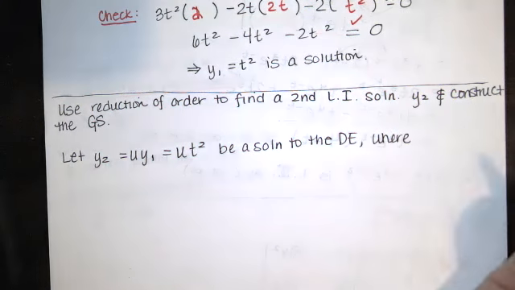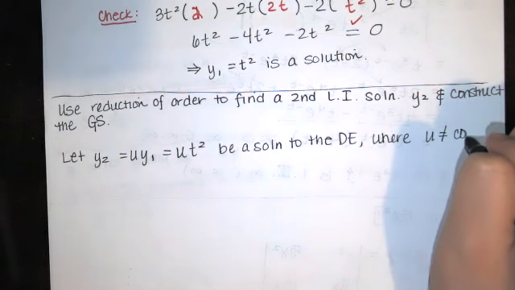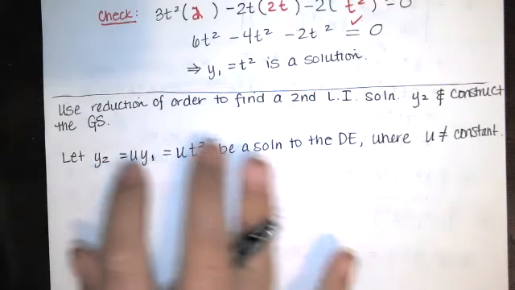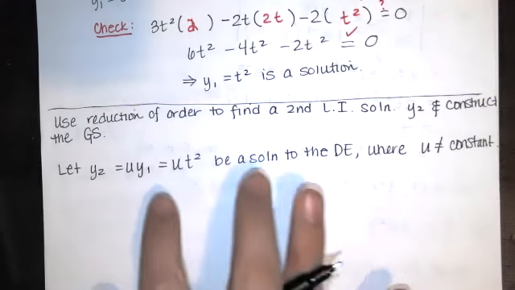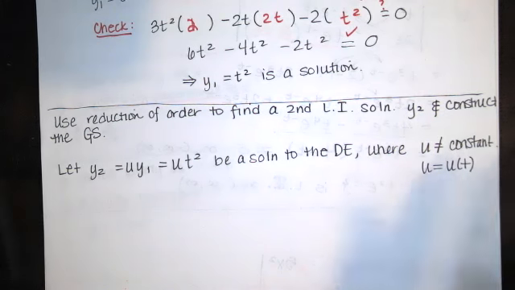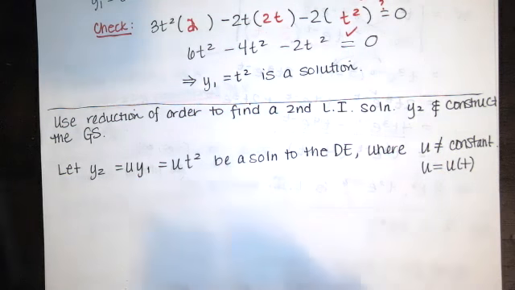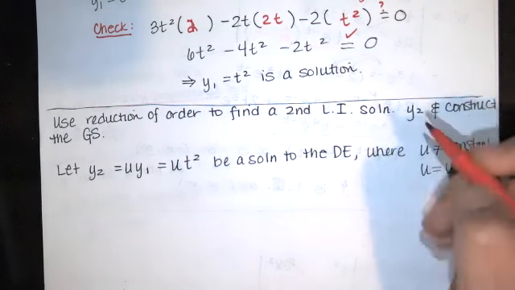We're assuming that that's a solution where u is not a constant function. Because if u were constant, then y2 would just be a constant multiple of t squared, and that would not be linearly independent. So we're saying that this is true. U is some function of t, and it explicitly depends on t. The question is, what is that function of t? If I can find that, then I have y2, and when I have y2, I can find the general solution. Okay, so we've made our assumption.